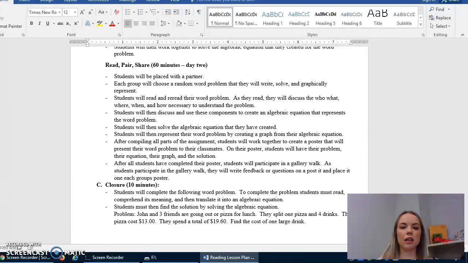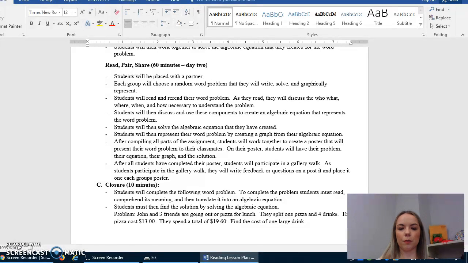After they solved it, they will represent their word problem by creating a graph from the equation that they've used. After they've compiled everything, the students will work together to create a poster on flip chart paper and present the word problem to their classmates. On their poster, students will have their problem, their equation, their graph, and the solution.